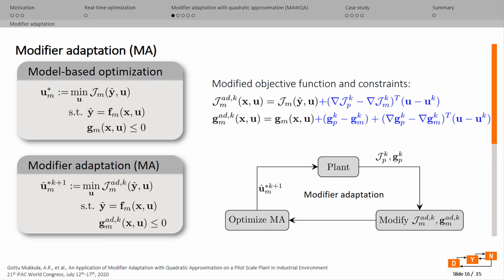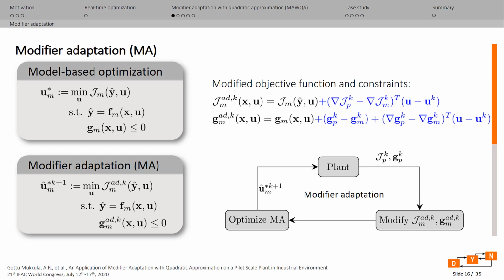The modifier adaptation scheme is applied in the following manner. Initially, an input is given to the plant. The measurement information from the plant is used to modify the objective and constraint functions, and the modifier adaptation problem using the modified objective and constraint functions is solved to compute a new input to the plant. This step is iterated until the input from modifier adaptation converges to the plant optimum. Modifier adaptation converges to the plant optimum if we have good estimate of the plant gradients.